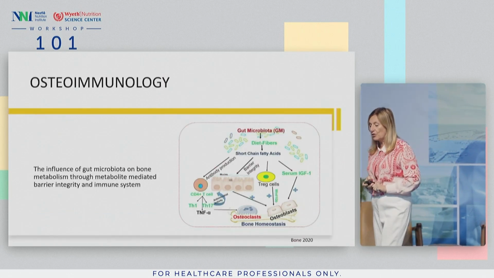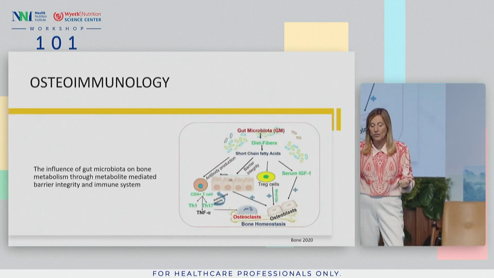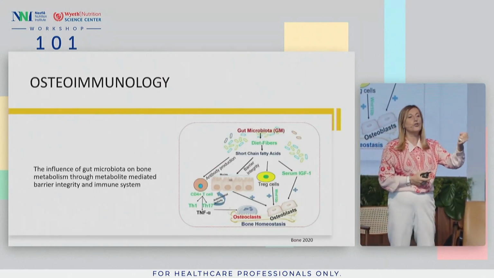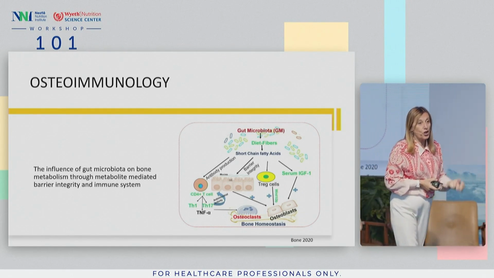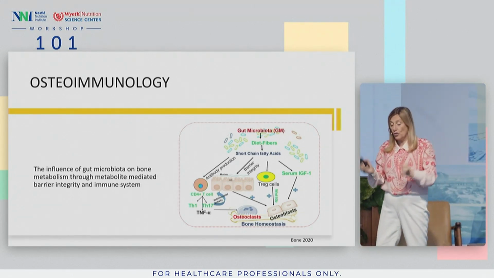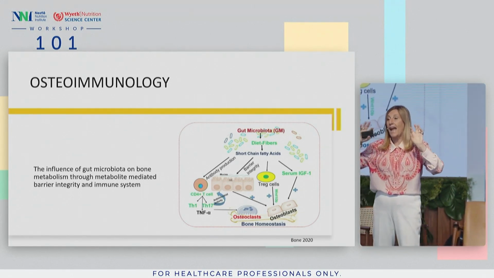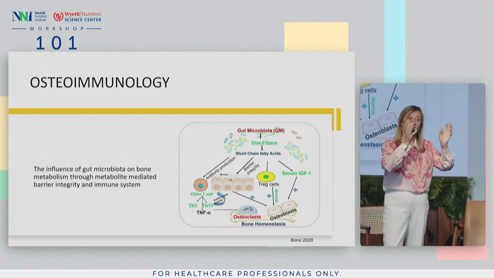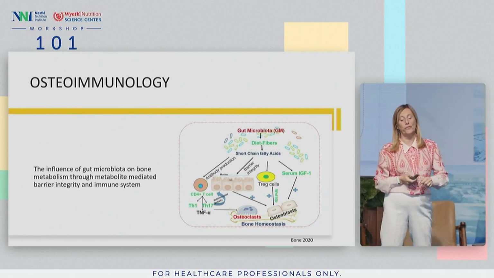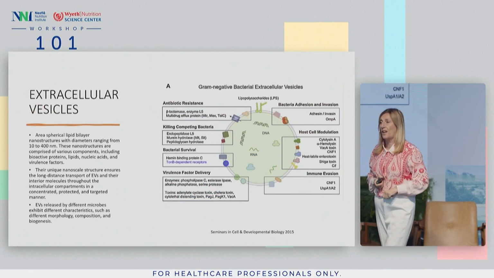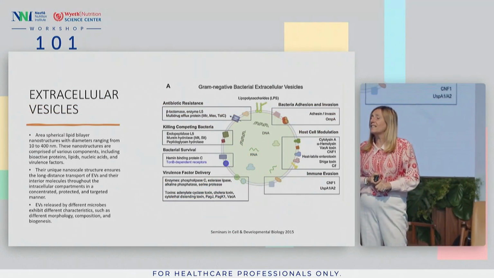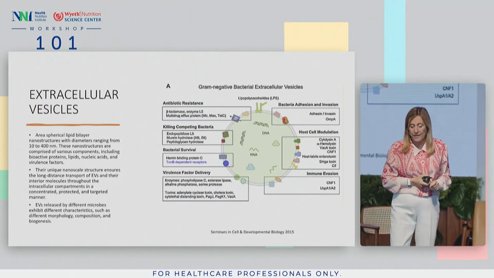And so this is the new concept that we can just talk about today, this osteoimmunology. Because altogether, the colonization of the intestine and the metabolites influence the immunity and the bone formation. And this is one. So let's go see what these extracellular vesicles are.